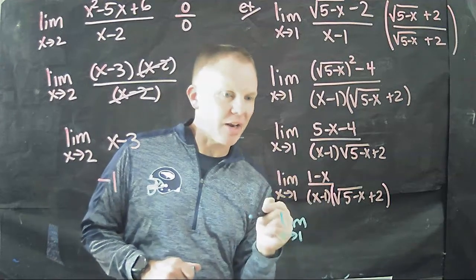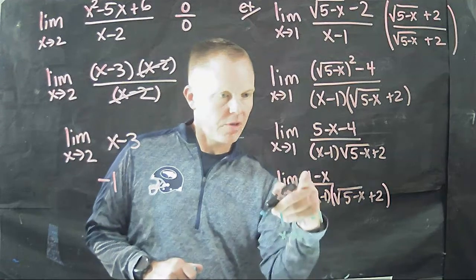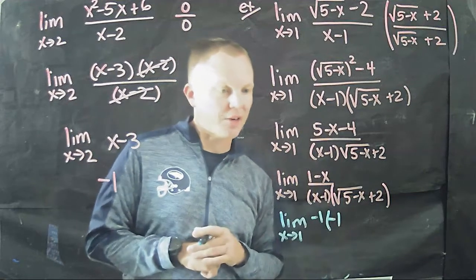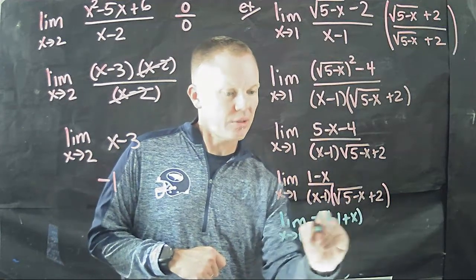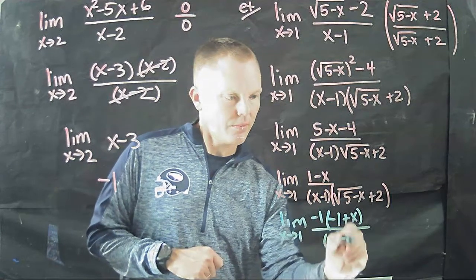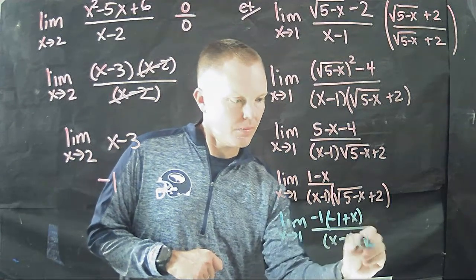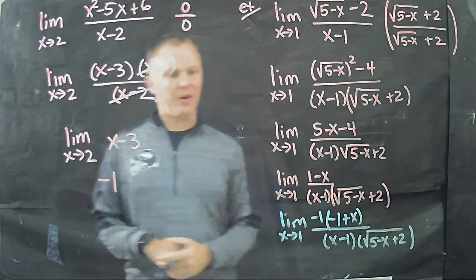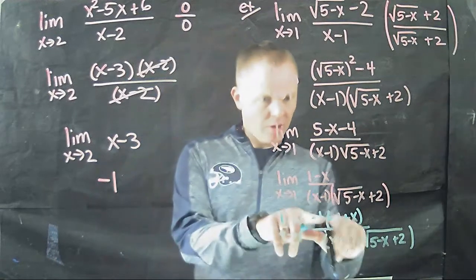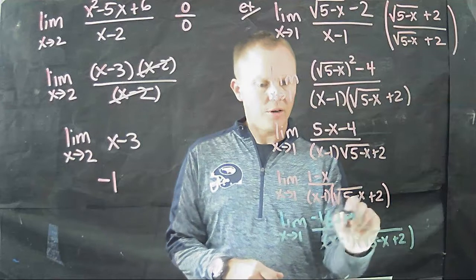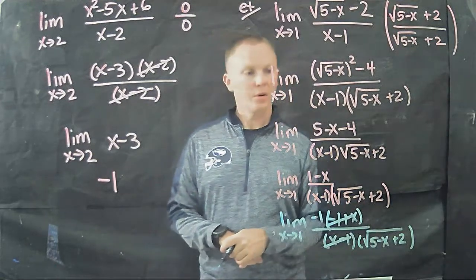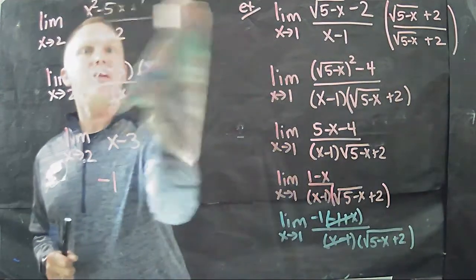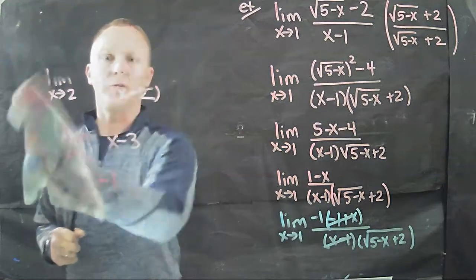So if I factor out a negative 1 in the numerator, what's negative 1 factored from 1? Negative 1. What's negative 1 factored from x? Plus x. Okay, so there's our new denominator. And now check this out, friends. Negative 1 plus x and x minus 1, those cancel. Okay, and now we're left with, next time I'm going to have to write it a little bit smaller, because I have to go over here.